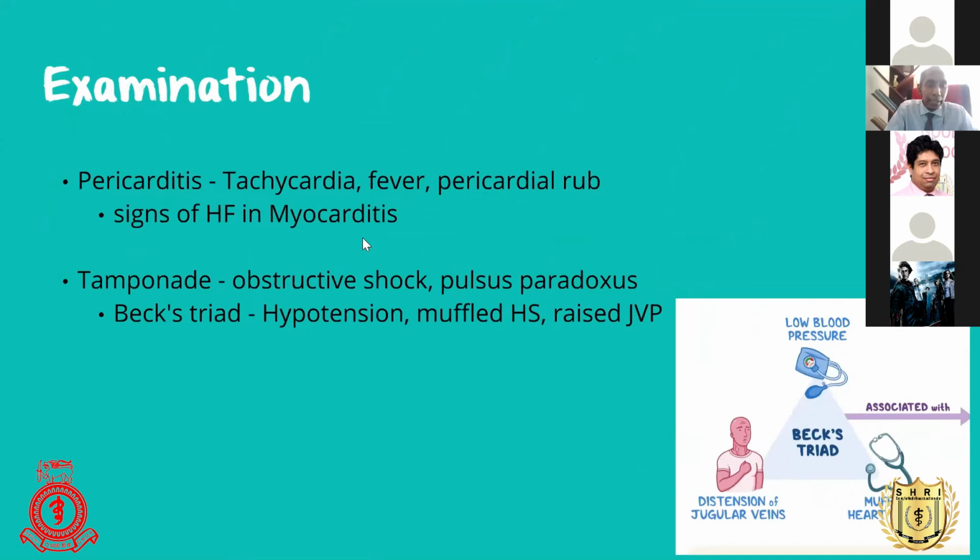So they can be tachycardic, they can have fever, pericardial rub. If they have myocarditis, they might have signs of heart failure as well, like S3 gallop and elevated JVP. If the patient is having tamponade, that patient can go into obstructive shock with pulsus paradoxus. Beck's triad, you might have heard before: hypotension, muffled heart sounds, and raised JVP.